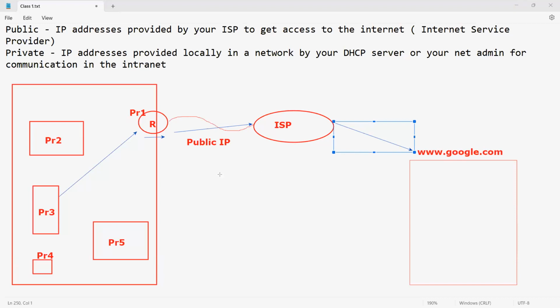But again, this is what your normal traffic looks like in a real-time scenario. From your phone, it comes to the router first. From the router, it goes to the ISP, and from the ISP to the target website. This is how normal traffic should look. Any questions or doubts up to this point, guys?